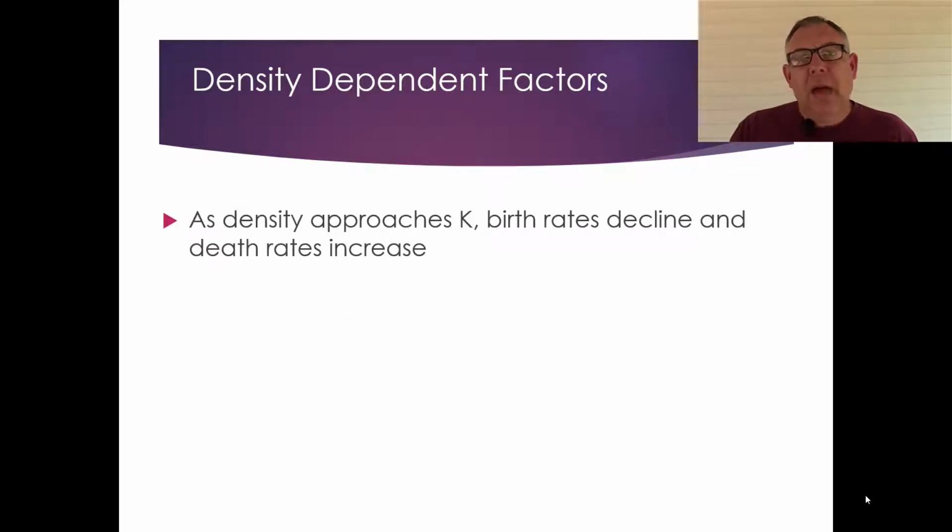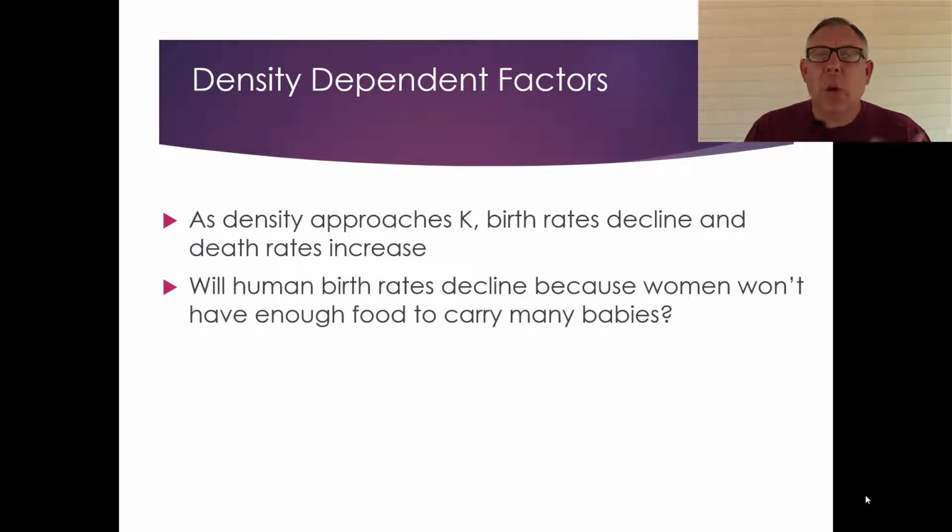And then what happens as the population approaches that carrying capacity? Those density-dependent factors kick in, birth rates decline, death rates increase, and that works to slow the growth of the population and eventually stops the growth of the population. And so what kind of things are going to influence human birth rates? Is it possible that food resources will get low enough that women won't be able to carry many children and support themselves? So will food limit birth rates in that way? That's a possibility.